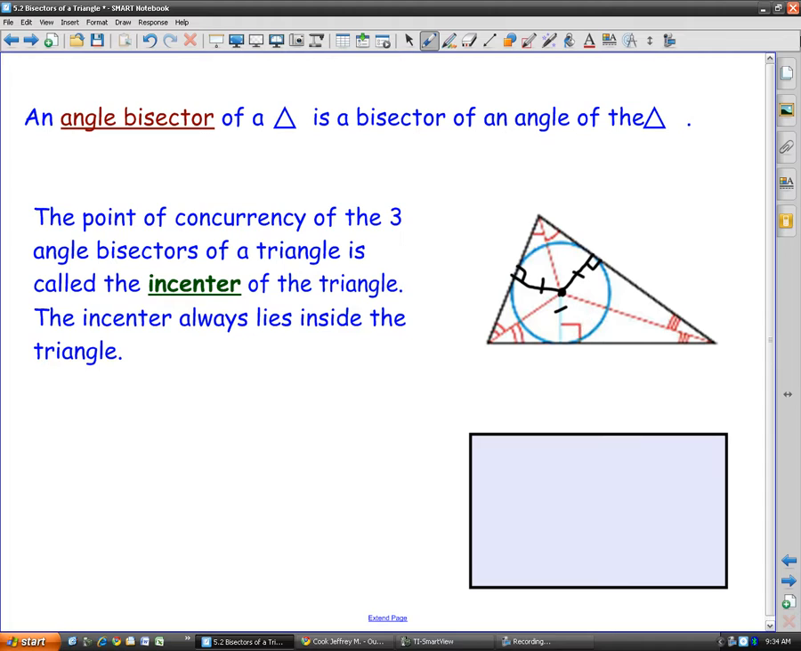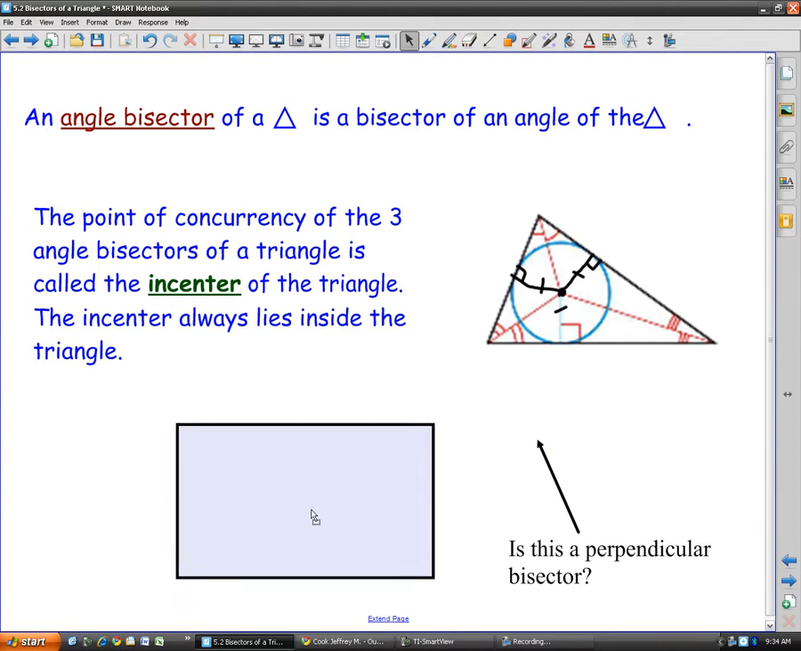And so, is this a perpendicular bisector? No, it is not. It is perpendicular to the side. You can see very easily that this is not a perpendicular bisector because it doesn't cut it in half equally. Bisector means two equal pieces.